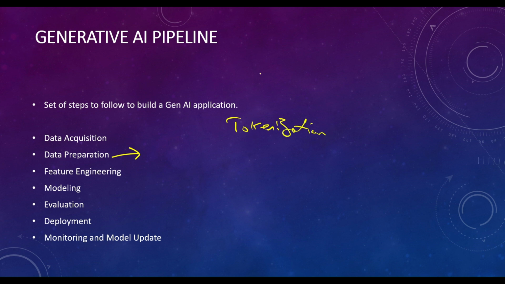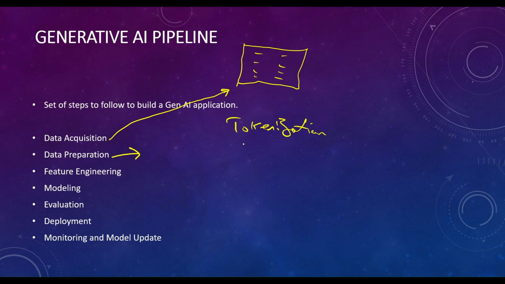Tokenization. Now again, before we come to the data preparation, we are assuming that we have the data available as part of the first step, which is the data acquisition, and now we are doing the data preparation. So data preparation means we are making the data more readable. We are just doing the basic formatting, and we are cleaning the data. So that is the purpose of the data preparation.